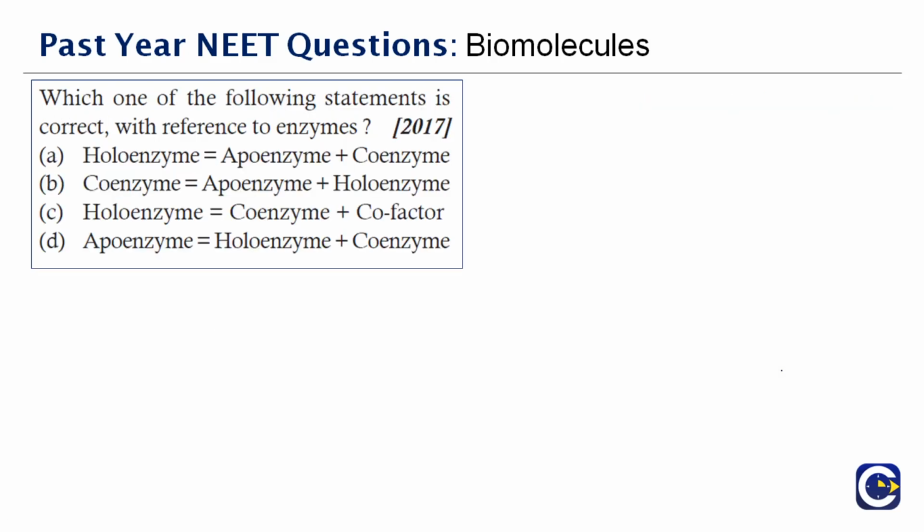Easy question, right? Next question here, which was asked in the year 2017. Which one of the following statements is correct with reference to enzymes? So what is an enzyme? How can we define enzymes? See, enzymes are also called biocatalysts, right? Enzymes are biological molecules. Usually they are proteins, that are used to speed up the rate of chemical reactions that take place within cells.